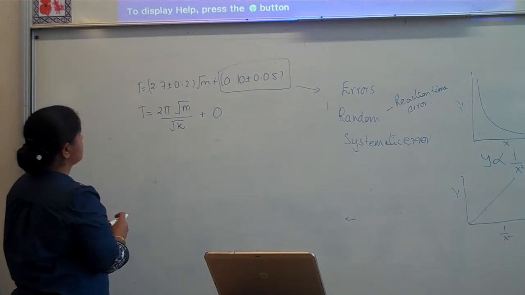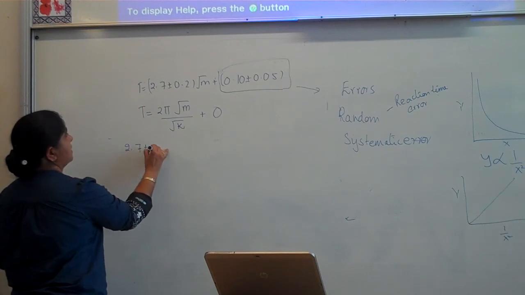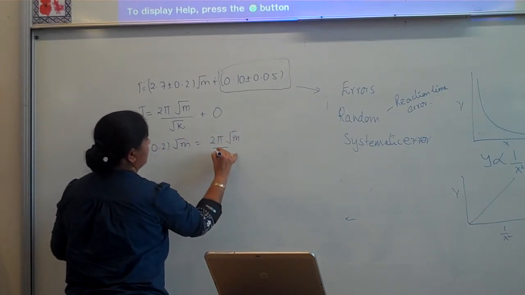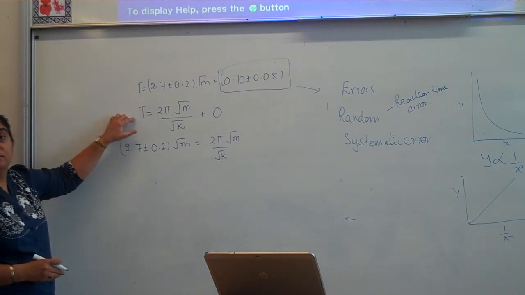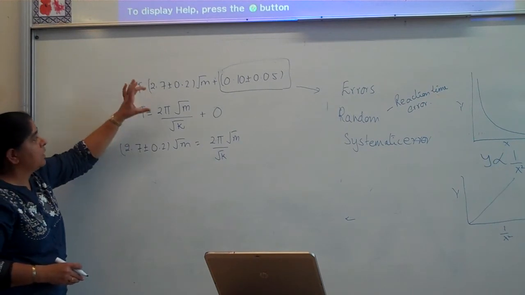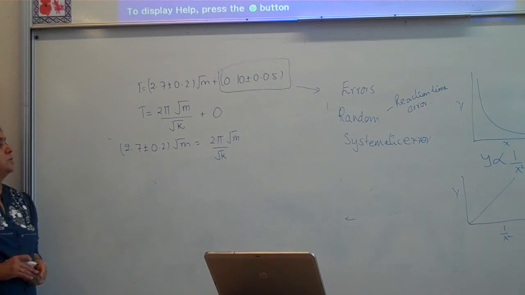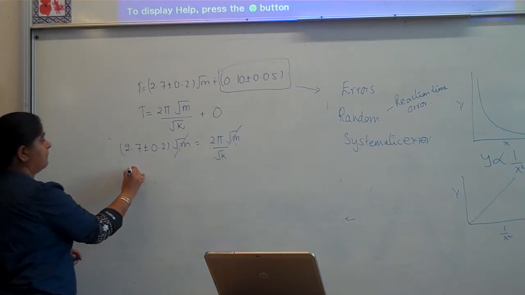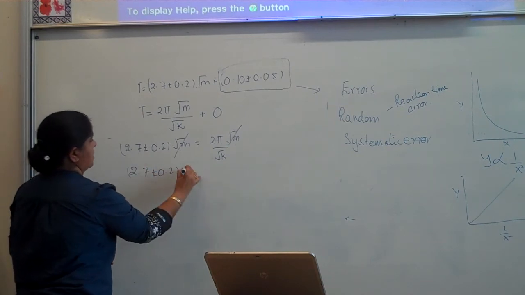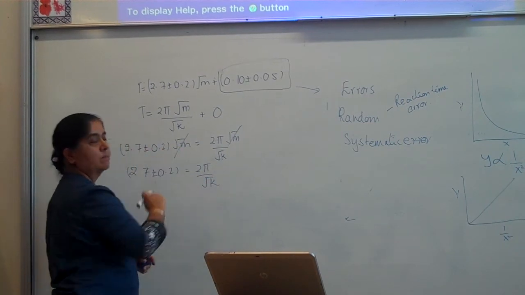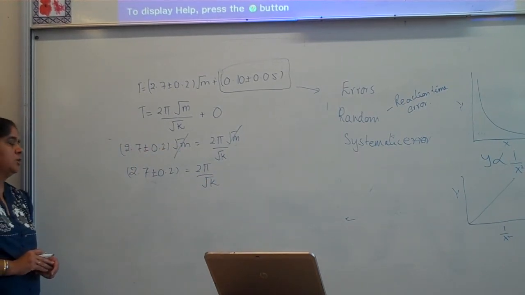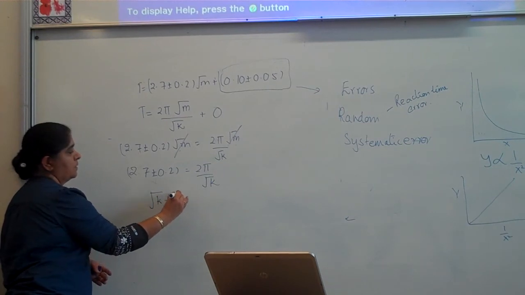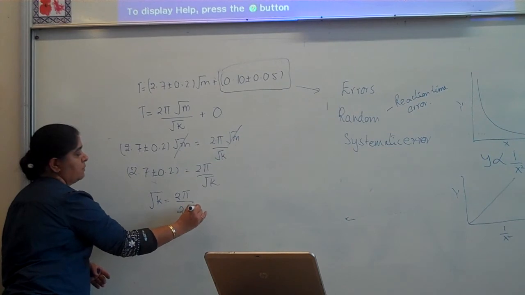T is the same as T, so that means 2.7 plus and minus 0.2 square root m is equal to 2 pi square root m over square root k, because t is the same as t. So I can make this value equal to this value. Do you get this? Yeah. Now if you look, square root m is common. Gone. What am I left with? A number plus and minus this, and a constant and a square root k. So I make k my subject. If I make k my subject, what do I get? 2 pi divided by 2.7 plus and minus 0.2.